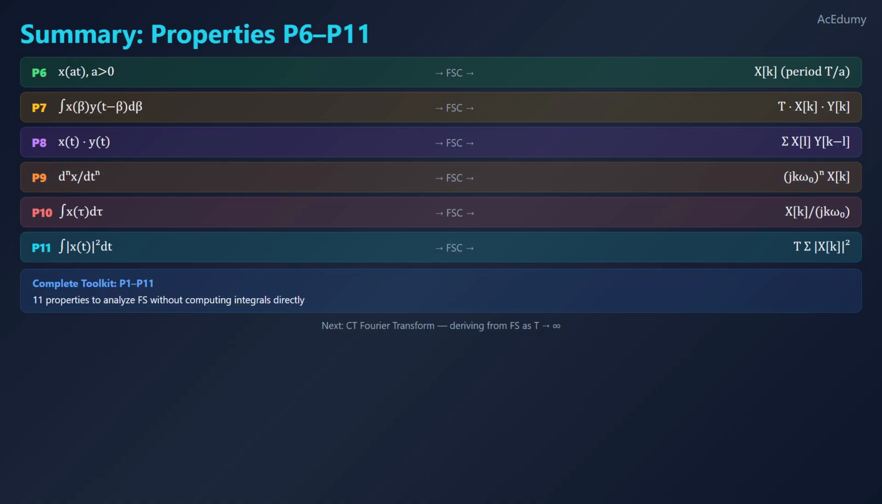Together with the 5 properties from the previous lesson, these 11 properties form a complete toolkit for analyzing Fourier series without computing integrals directly. In the next lesson, we begin deriving the continuous time Fourier transform from the Fourier series.